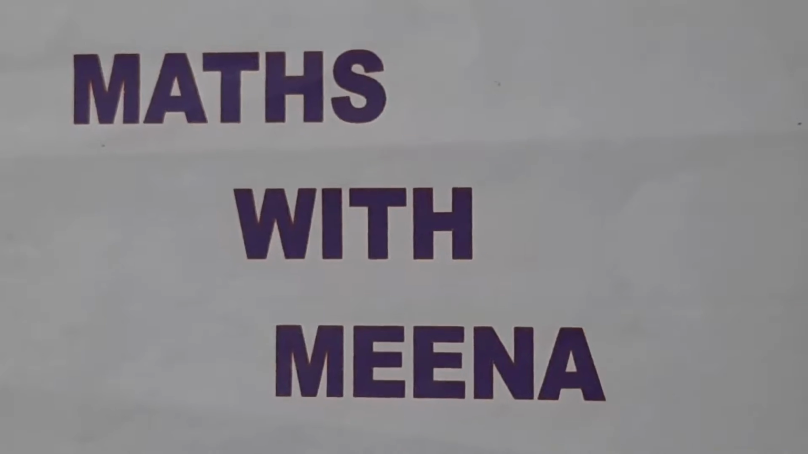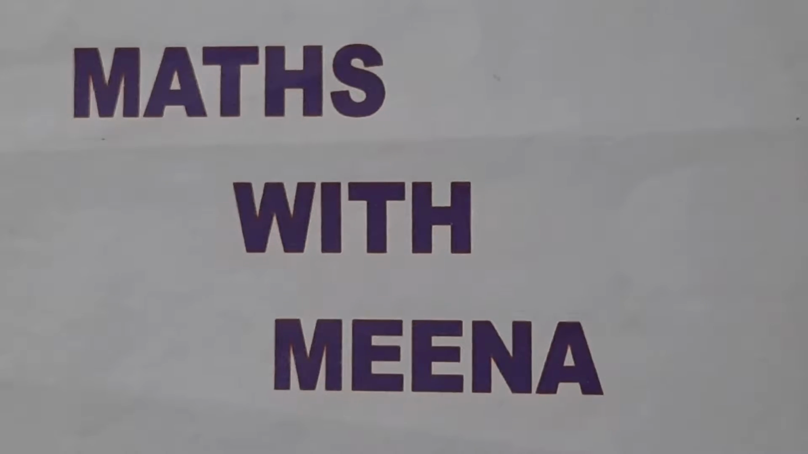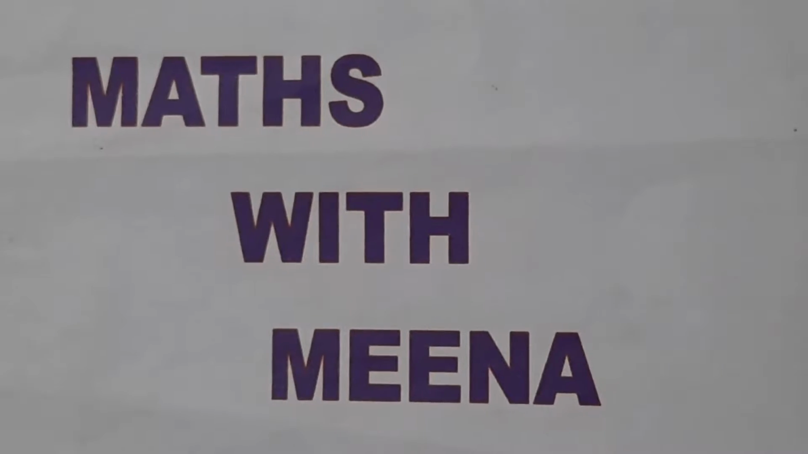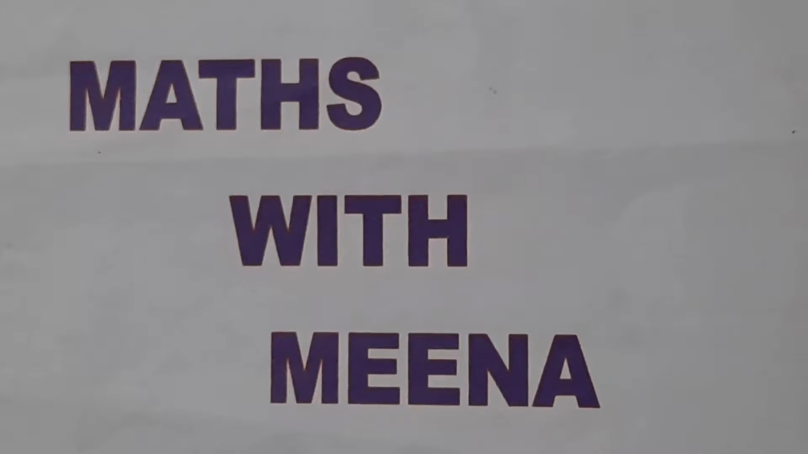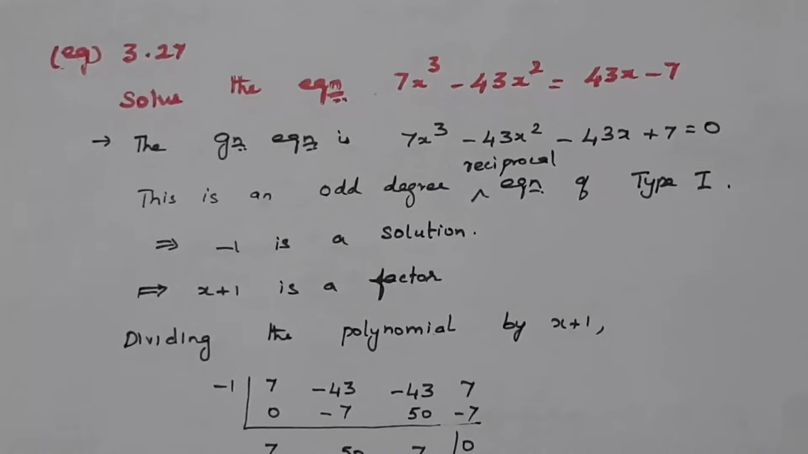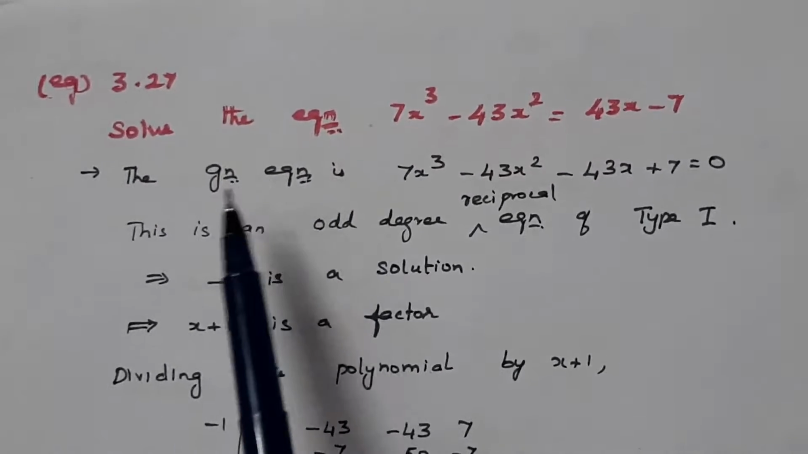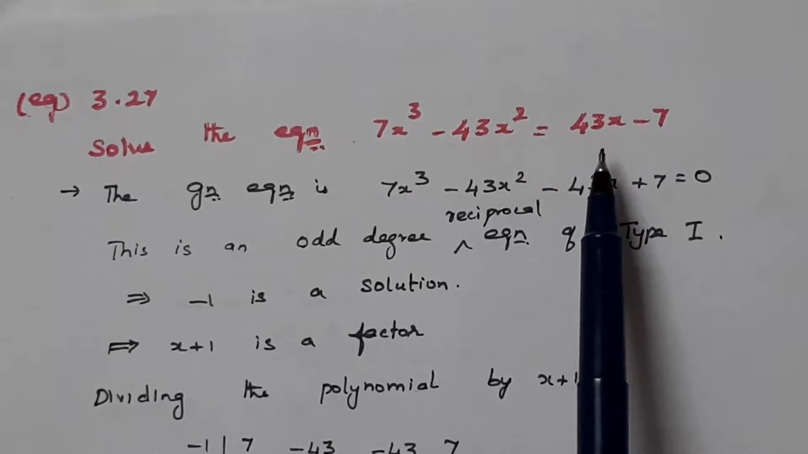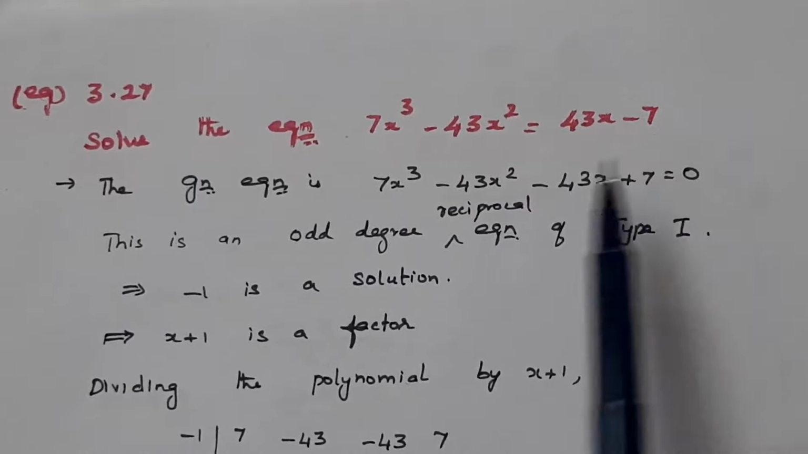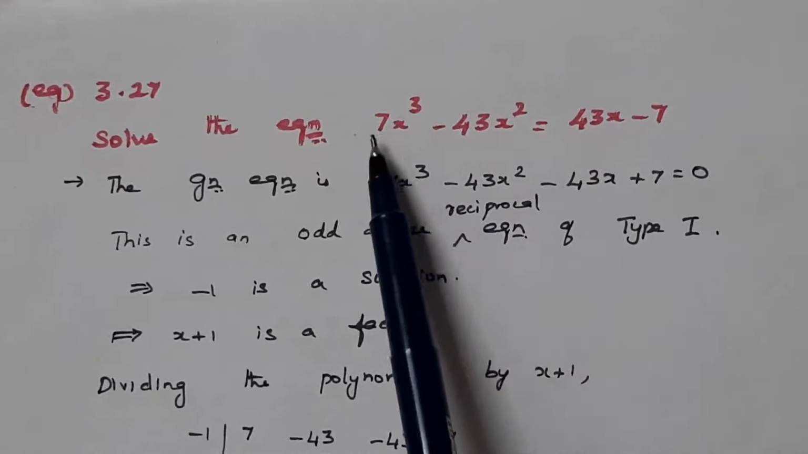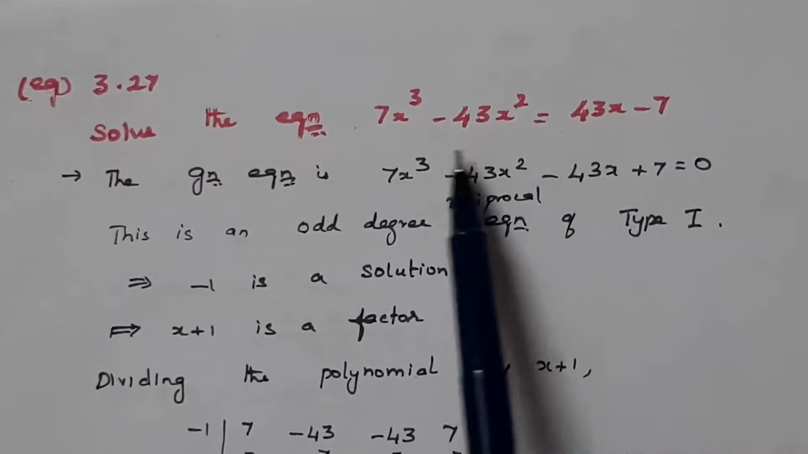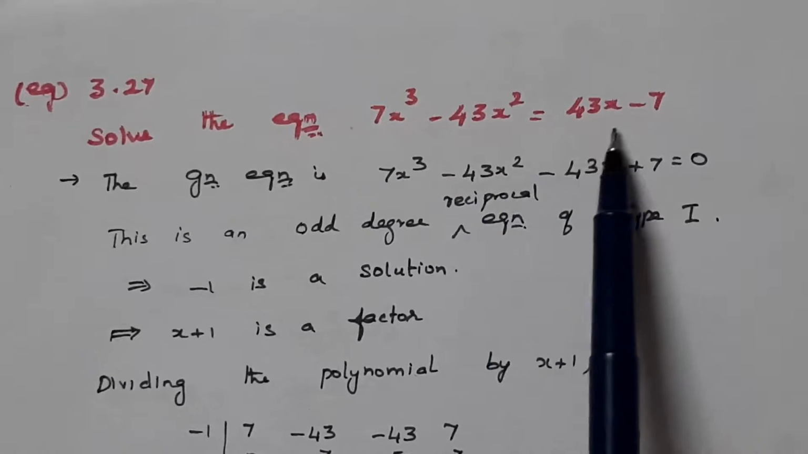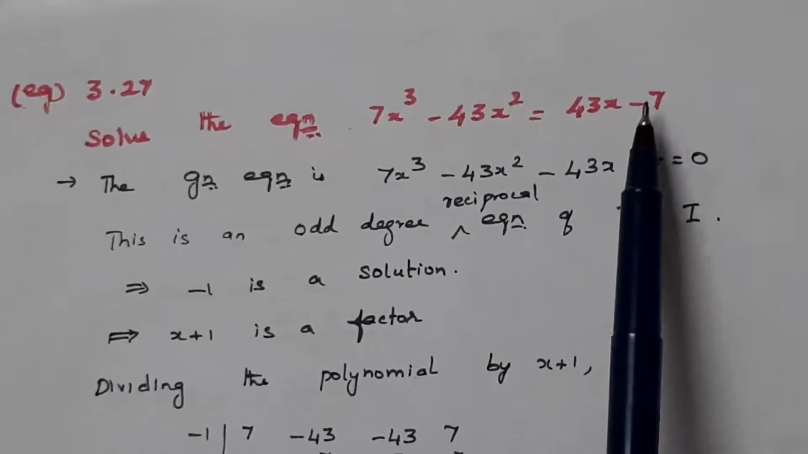In the previous video, I explained about reciprocal equations, and in this video, let us see the problems related to it. Example 3.27. Solve the equation 7x cube minus 43x squared equal to 43x minus 7. Looking at this, we can say that it is a reciprocal equation as the coefficients are same.